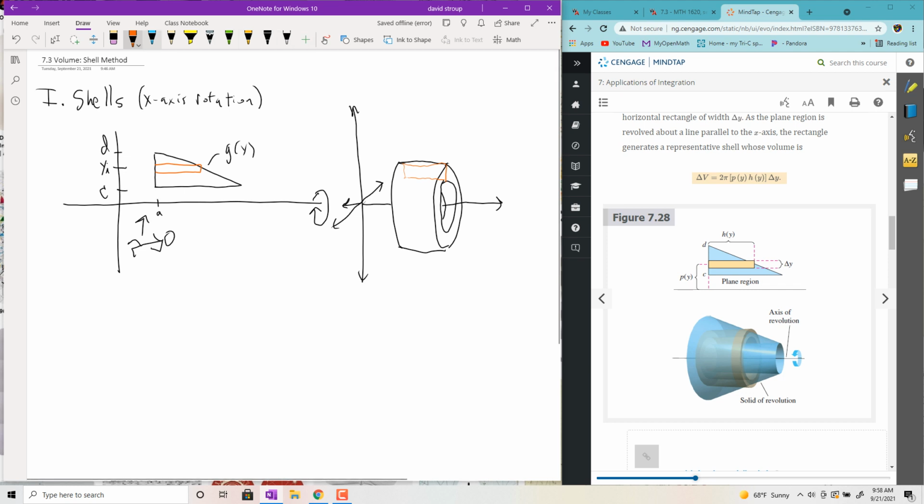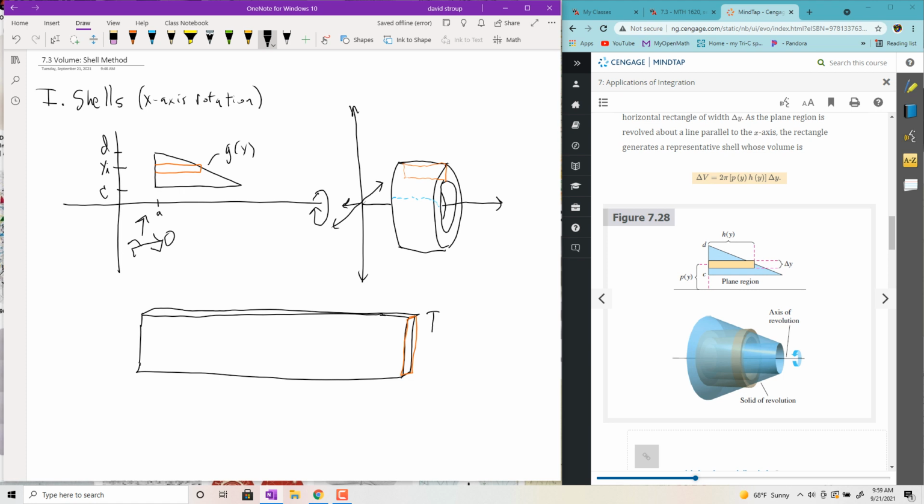Okay, so rather than do what they do in the book, I'm going to do what they do in a different book and cut that shell and then lay it flat. The resulting object is a rectangular solid, so it's just length times width times height. That should be a little bit easier to generate than what they do in the book. The red rectangle in this orientation is now right here on the edge. So this first dimension, you can just say is g of y sub i, basically the height of that red rectangle.